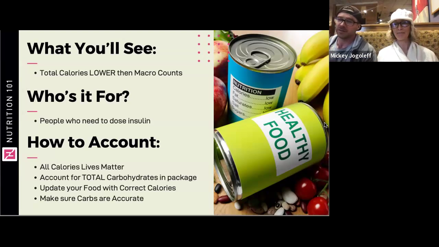It would just be a matter of whether you know how to dose appropriately if you take into consideration the net carbs. And so when it comes to net carbs, how do you account for them? Well, you account for the total carbohydrates that are in the package. In order to do this, and we'll cover how to do this in the next slide, you've got to update your food with the correct calories and make sure that the carbs are actually accurate.